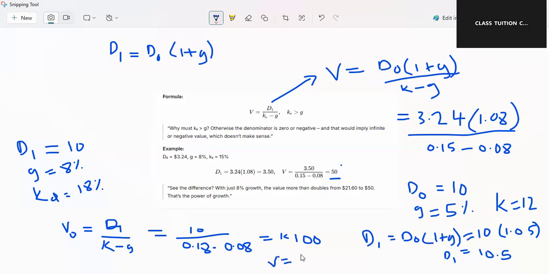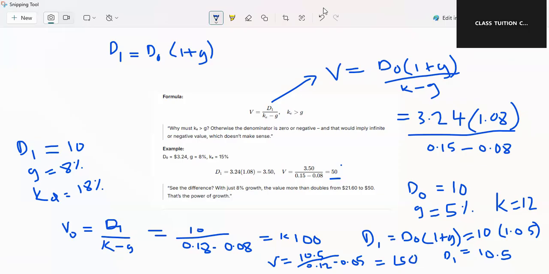10.5 over our K, which is what? 12%, 0.12. And our G is what? 5%, 0.05. So that's 7%. So 10.5 over 0.07, what do we get? We get 150. So this is the value of stock now. All right.